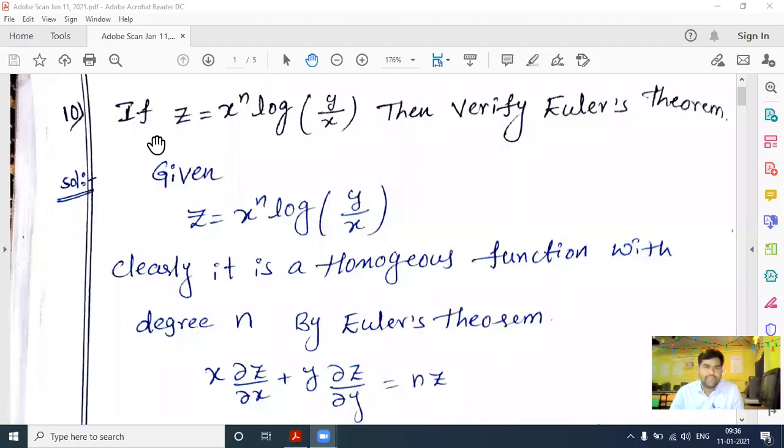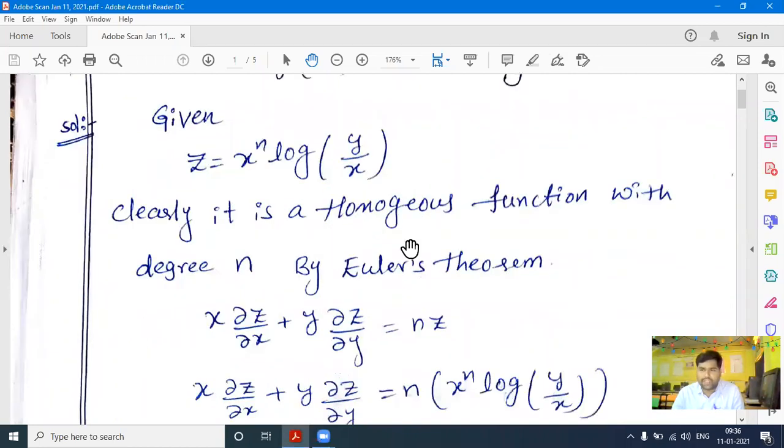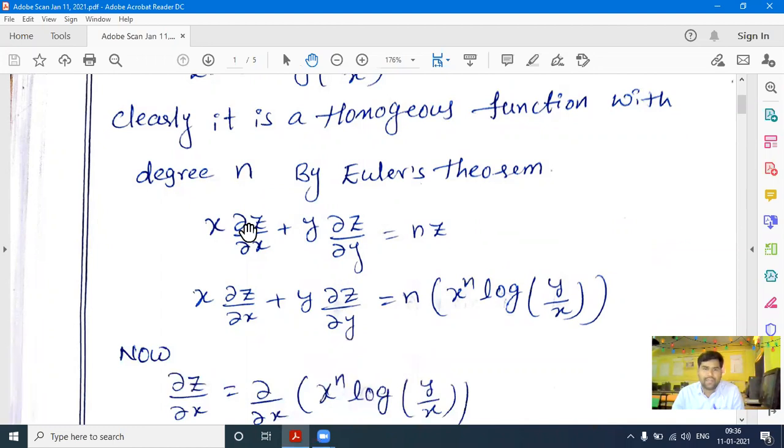So if z is equal to x to the power of n into log of y by x, then verify Euler's theorem. Solution: given z is equal to x to the power of n into log of y by x. So clearly it is a homogeneous function with degree n. By Euler's theorem, so what is Euler's theorem? x into dou z by dou x plus y into dou z by dou y is equal to n z.